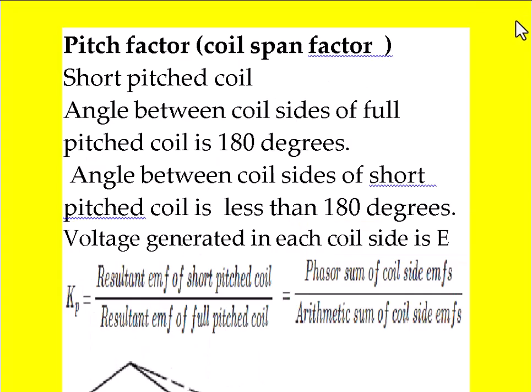So let me summarize once. Here we have seen the definition of the short pitched coil, the definition of the full pitched coil, and the definition of the pitch factor, that is the vector sum divided by the arithmetic sum of the voltages in the coil. And if harmonics are present, we also covered how to nullify them, that is, by adjusting the value of alpha it is possible to nullify the harmonics present in the alternator.